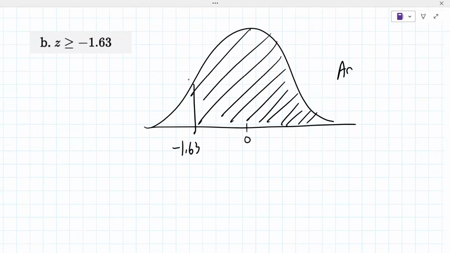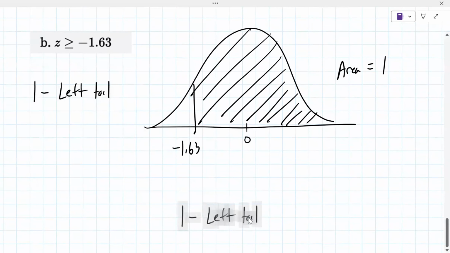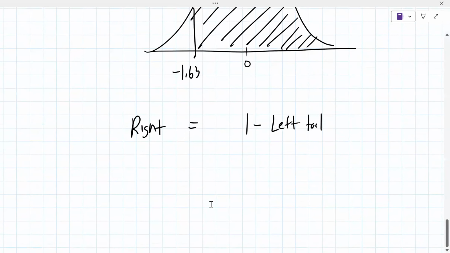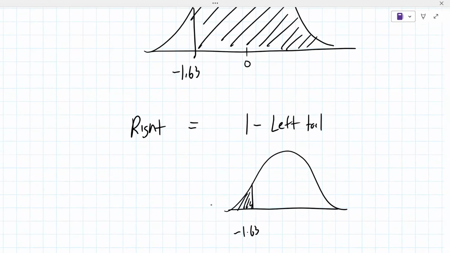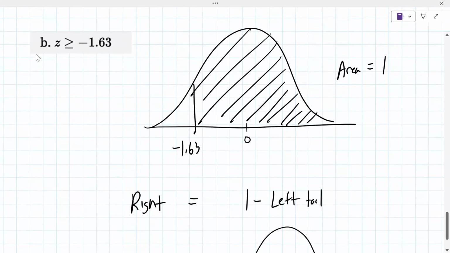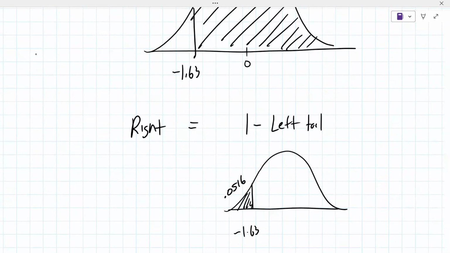Do you remember what the whole area under the curve adds up to? Everything under the curve, one. So the answer to this one is really one minus the left tail. You can remember this. Some students put this into their note sheet: the right tail is one minus the left tail. If you could get the left tail, which we just did in the previous problem, it was 0.0516, it just happens to be the same. The area to the right is 1 minus 0.0516, which is 0.9484. And that's your answer.